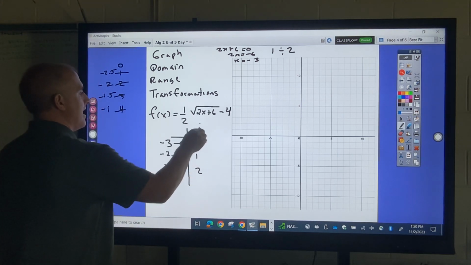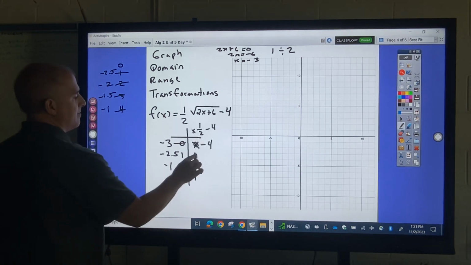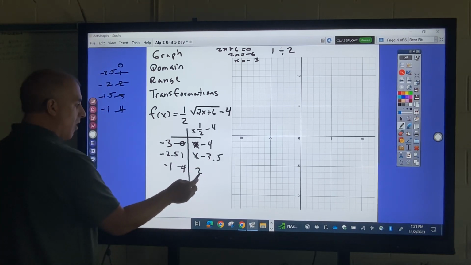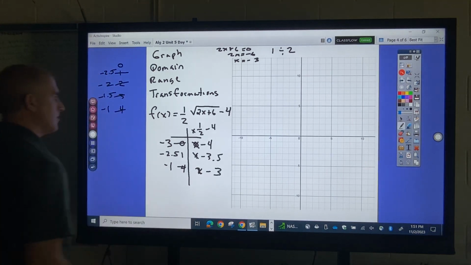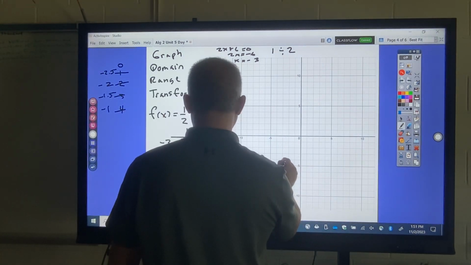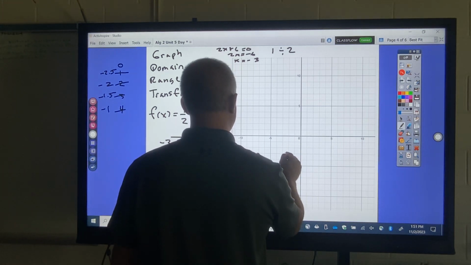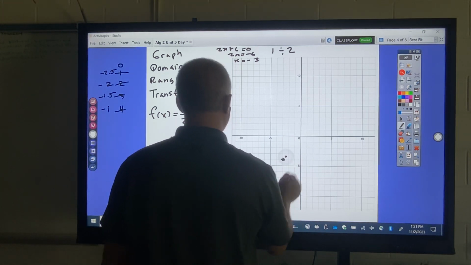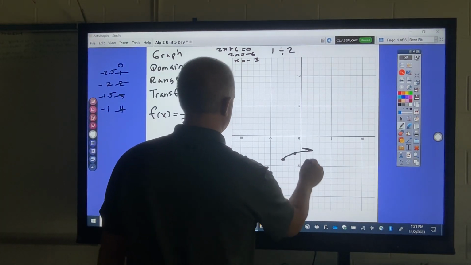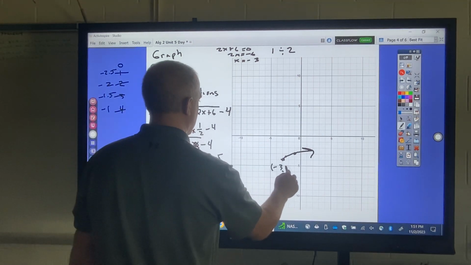I want to multiply by half and subtract 4. So 0 would be -4. That'd be 1/2 minus 4 would be -3.5. Half would be 1 minus that would be -3. So what I got is -3 over, -4 down, -2.5 over, -3.5 down. And then -1 over, -3 down. So that's what that looks like.